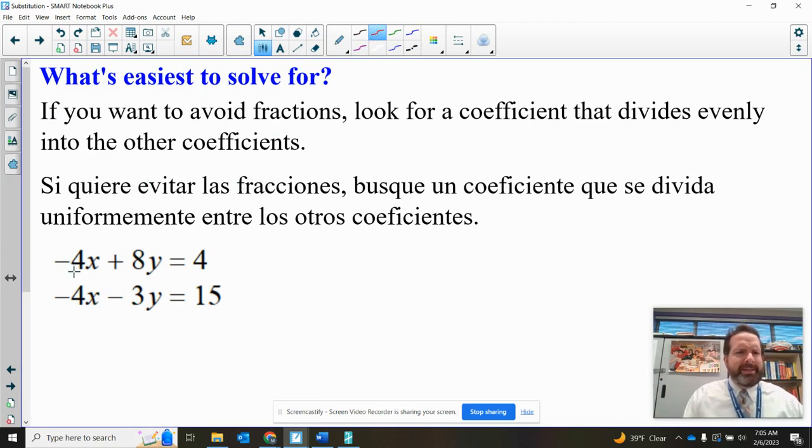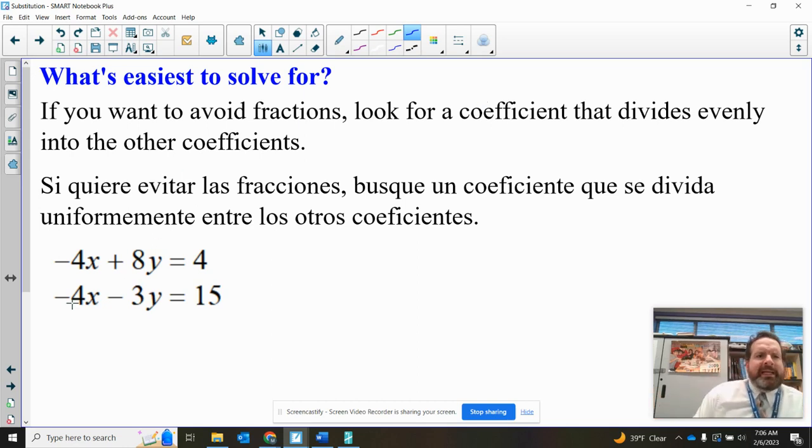As you're looking at all of this, this x has a number in front, so does this y, so does this x, so does this y. Everything's got numbers in front. We're going to have to divide at some point to get one of these variables by itself. If you can, let's see if we can find one that helps us avoid fractions. The way to do that is to try and find a number that divides evenly into all the other coefficients in the equation, all the other numbers.